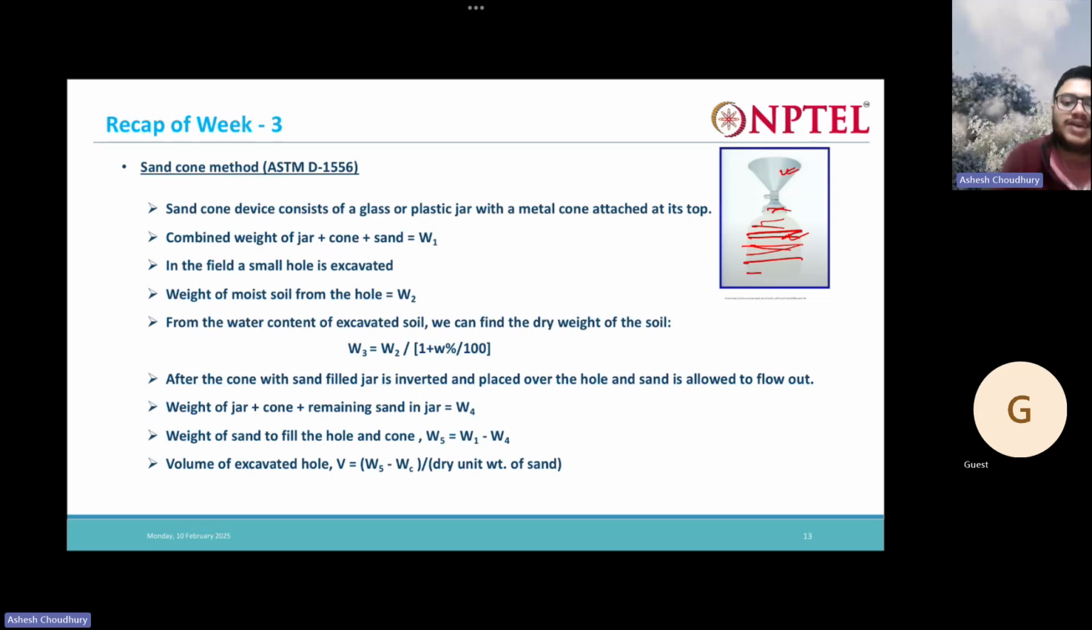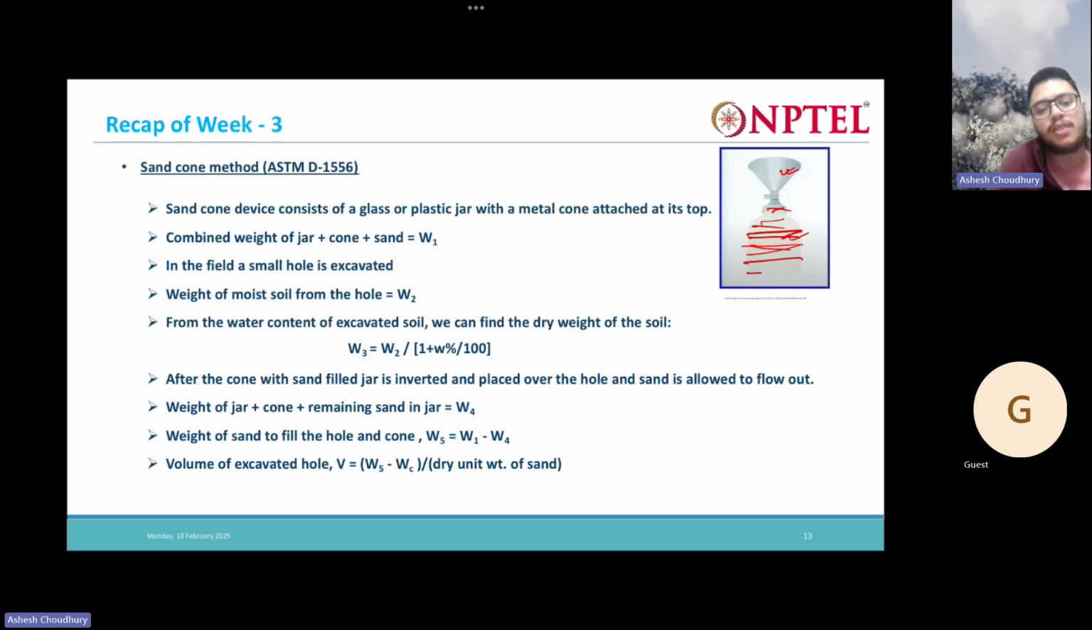Now we need to find the water content of the excavated soil. You take the moist weight and also calculate the water content of the soil. From the water content we can find the dry weight of the soil. W3, the dry weight of the soil, is W2 divided by 1 plus w%/100. Whatever you already know for dry unit weight, it is the same, just unit weights are replaced by weights here.